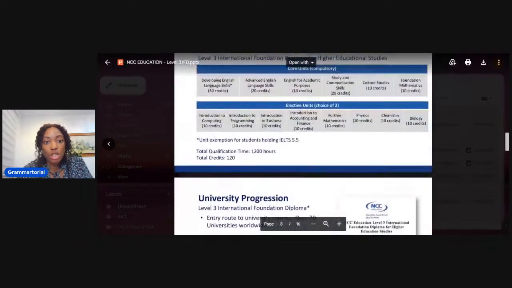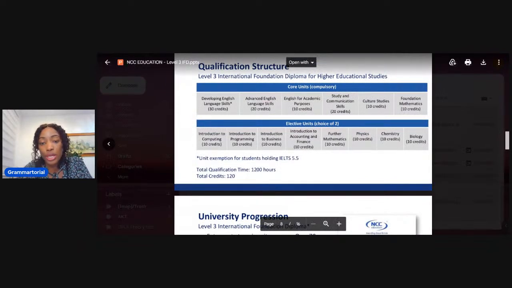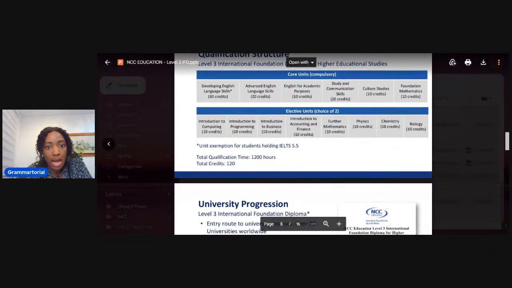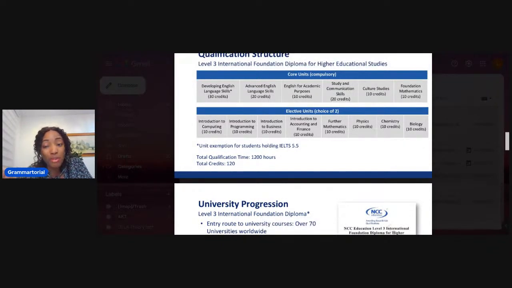So now the structure of the course is that there are core units, so very compulsory units. So these core units include developing your, what? Developing your advanced English language skills, developing your English for academic purpose, your study and communication skills, your culture studies, your foundation mathematics. Okay, so you need to have basic mathematics. That's why they call it foundation mathematics, because I know some people will hear mathematics and they will say, wow, I thought I would never get to do maths again. But it's just the foundation, elementary mathematics, so to say, like secondary school mathematics.